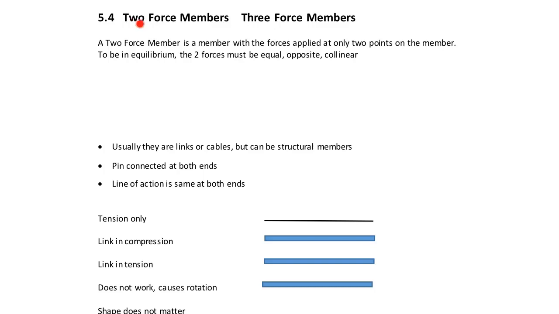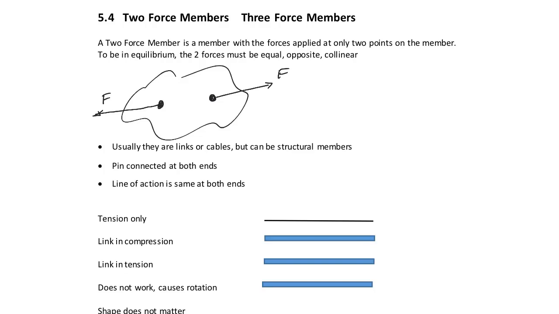Two-force members are portions of a structure or complete structures, but they would have only forces applied at two points on the member. And if it's in equilibrium, those two forces must be equal, opposite, and collinear. So let's draw a little random object here. If I were to apply a force here, in order for this to be in equilibrium, I have to have an equal and opposite force in that direction. In other words, they have to be equal, opposite, and it doesn't really matter what the shape is.